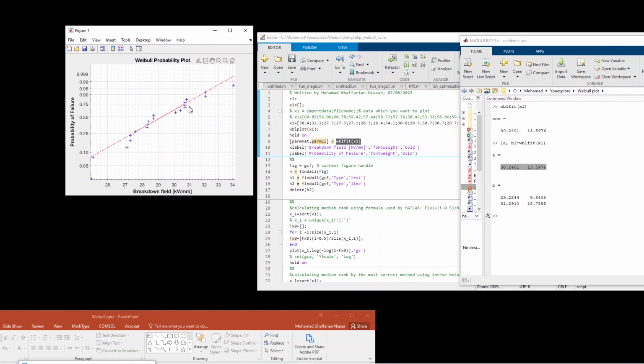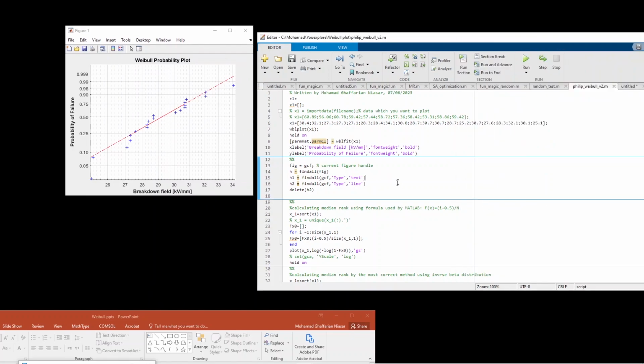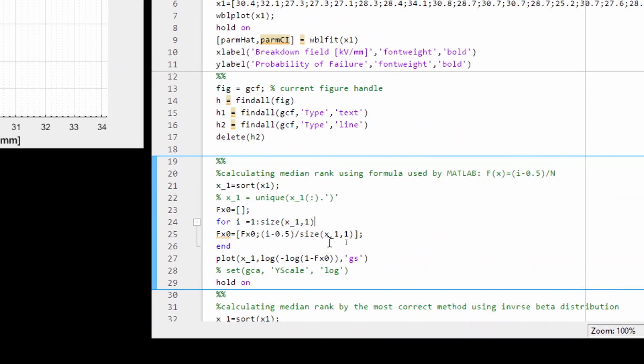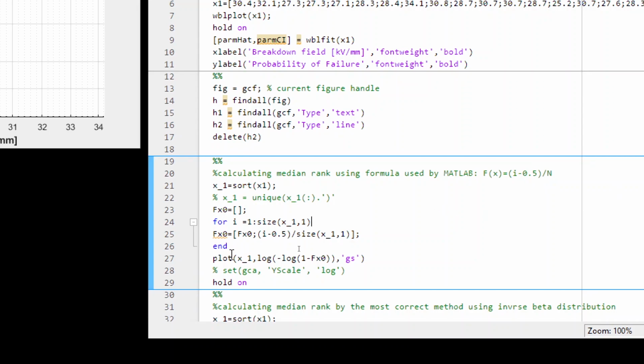Now let us see how this information is plotted. We have the set of data. As I mentioned before, MATLAB uses a median rank of I minus half divided by n. So we have the set of data, we sort it. In that function itself, it will sort it. Here we sort it manually, and then we calculate the median rank based on this function. And now we are going to plot. So we're going to plot data versus log of minus log of 1 minus F(x).